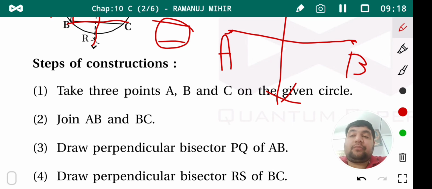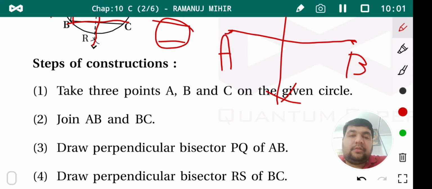Now see, take 3 points A, B, C on the given circle. So if we have a circle, we have to take 3 arbitrary points A, B and C. Then join AB and BC. Draw the perpendicular bisector PQ of AB and draw the perpendicular bisector RS of BC. Now we do not have to explain how we are drawing the perpendicular bisector. That is not our main construction right now. We just have to write that we have drawn the perpendicular bisector.